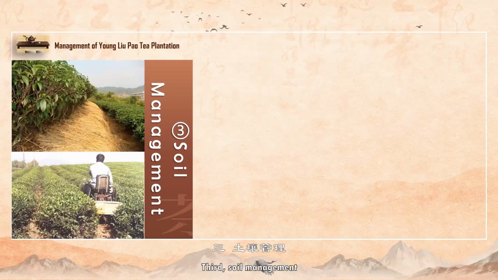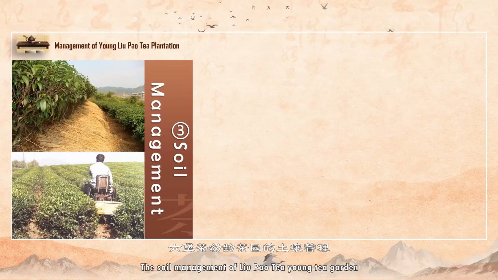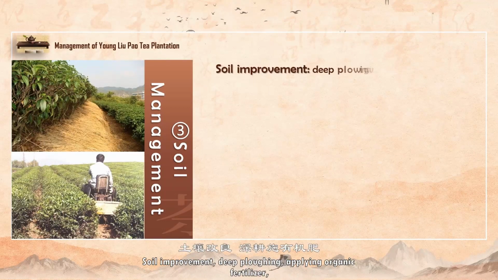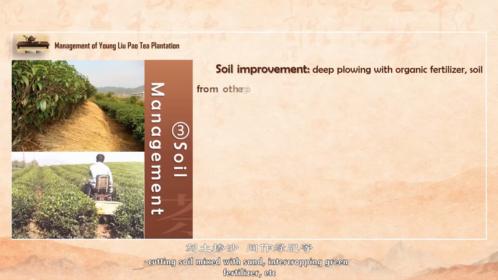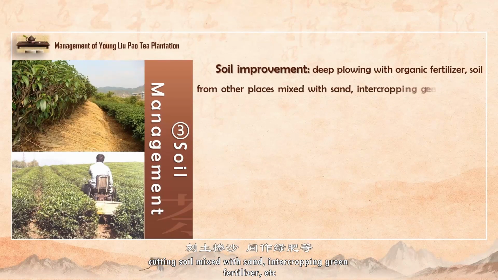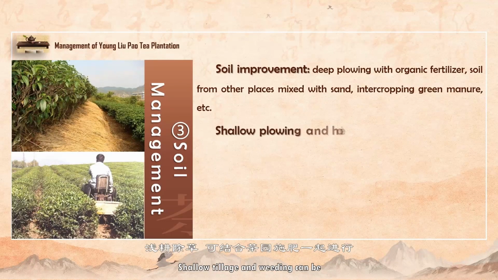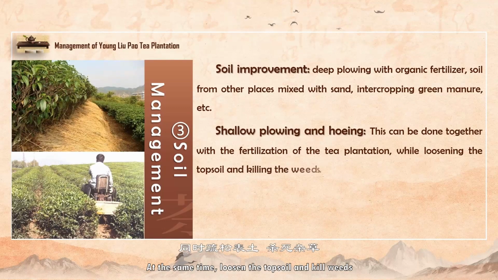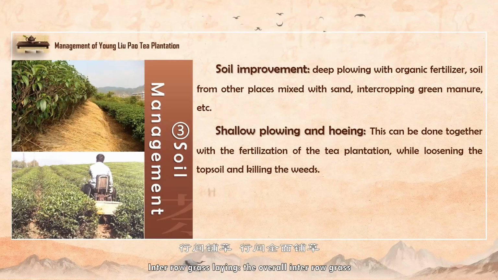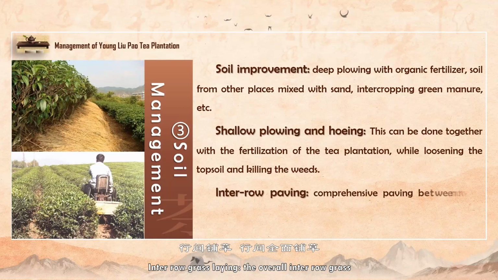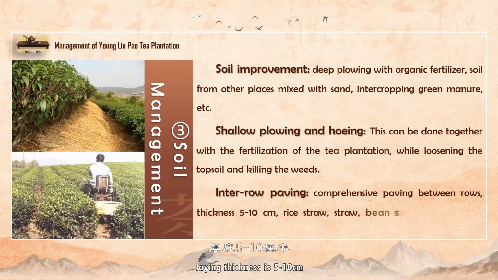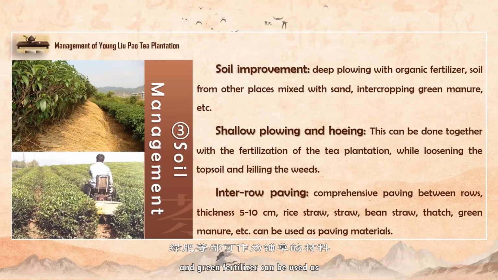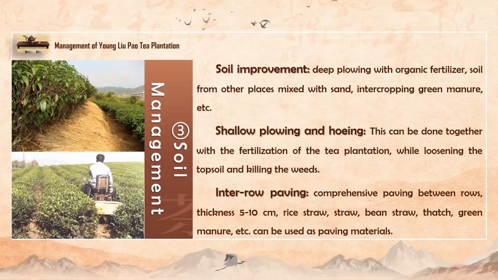Third, soil management. The soil management of Liu Pao Tea Yang Tea Garden should do the following work: soil improvement, deep plowing, applying organic fertilizer, cutting soil mixed with sand, intercropping green fertilizer, etc. Shallow tillage and weeding can be combined with fertilization in tea garden. At the same time, loosen the topsoil and kill weeds. Interrow grass laying. The overall interrow grass laying thickness is 5 to 10 centimeters. Straw, wheat straw, bean straw, wool grass, and green fertilizer can be used as straw paving materials.